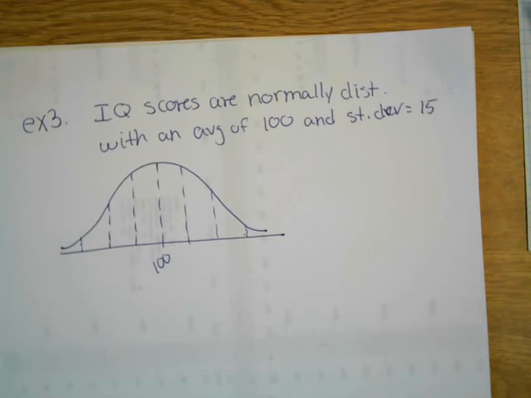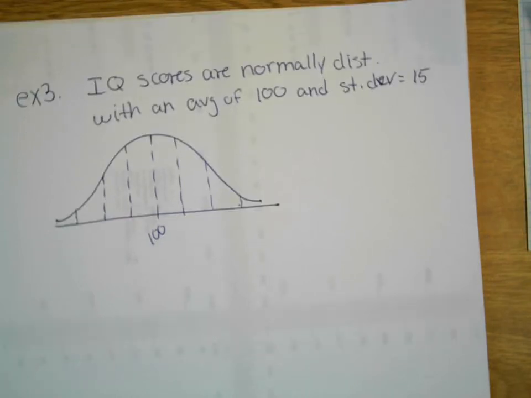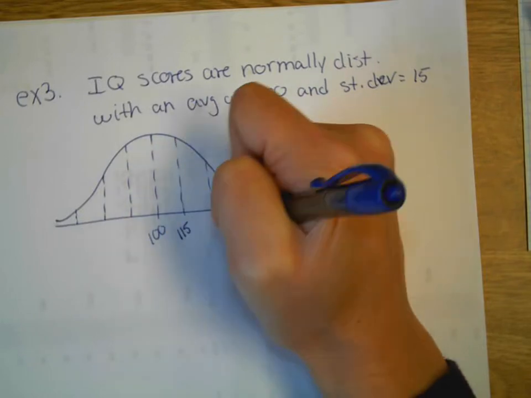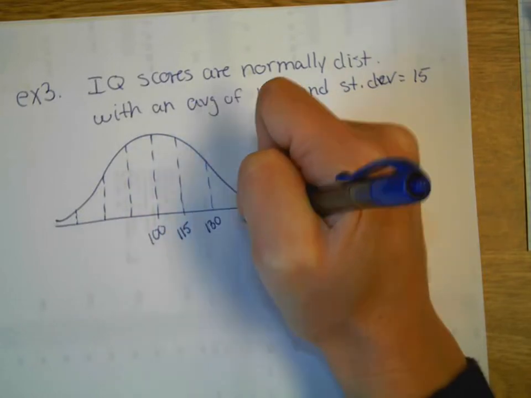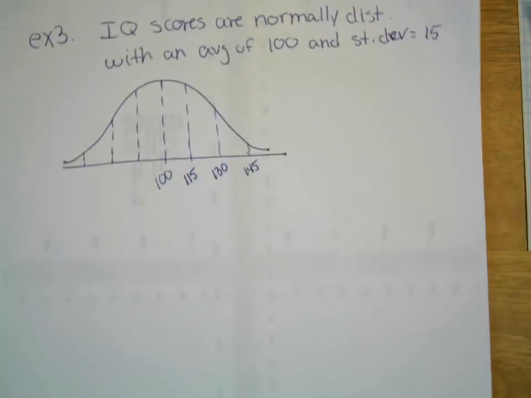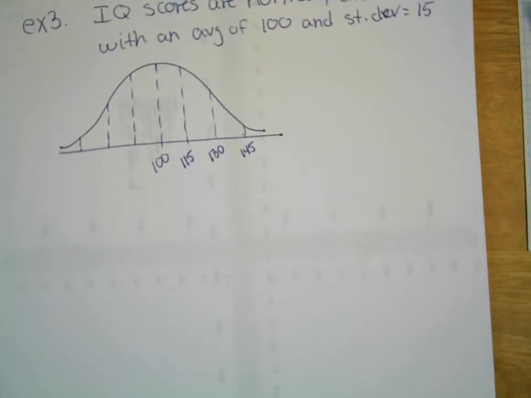This part's easy. You can't tell me anything in here. I could even question and make these hard. There's no way. So if you add 15s, 115, 130, 145. See, anybody above a 145, you're up in that beyond genius category.